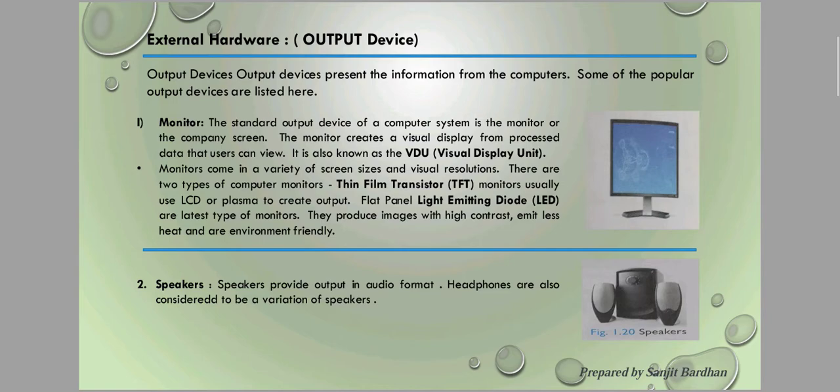Here are external hardware's output devices. Output devices present information from the computers. Some of the popular output devices are listed here. Okay, number one is monitor. We all know that monitor is an output device, and monitor is used to show the output result of a computer or processed data. We can see this result on the monitor screen.